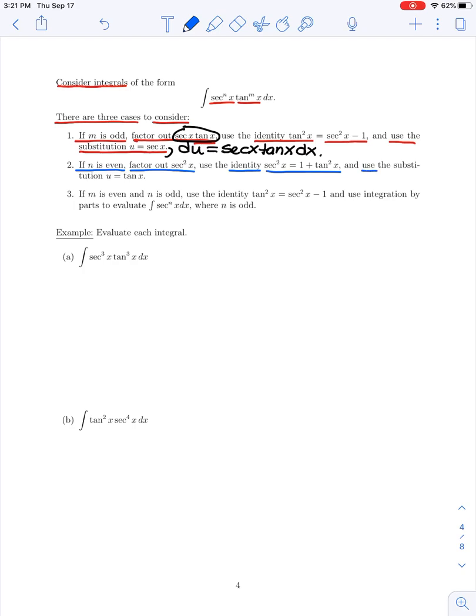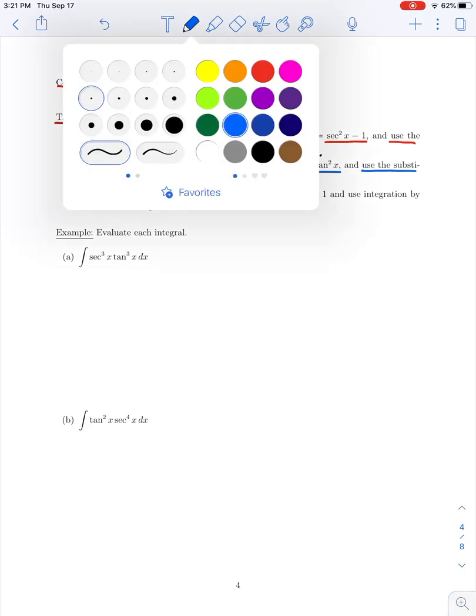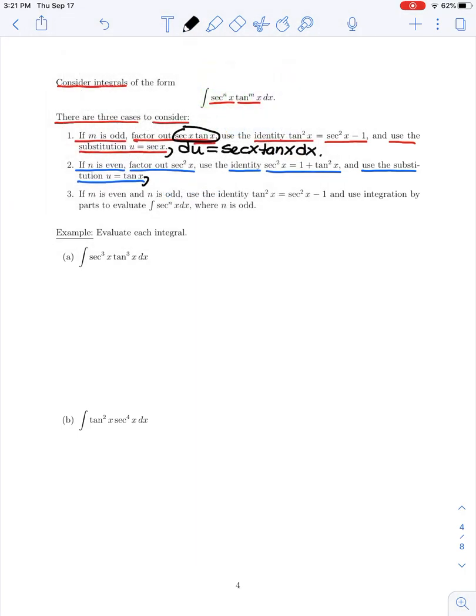And then I will make use of the substitution u equals tangent x, so that du will be equal to secant squared x dx. And when I rewrite my integral in terms of u, this factor of secant squared x that I had pulled out from the integrand will cancel nicely with the secant squared x dx term that I had for the differential du.